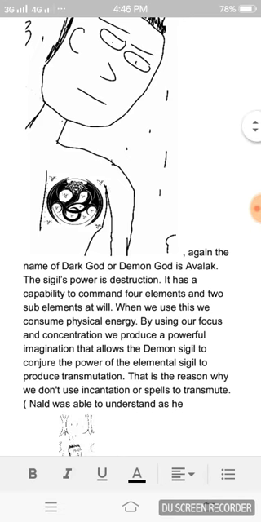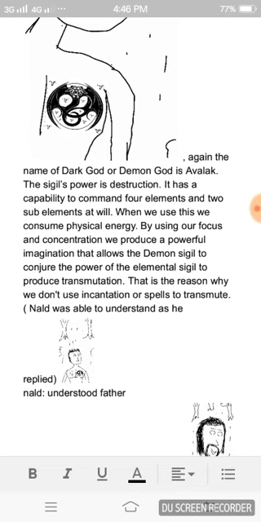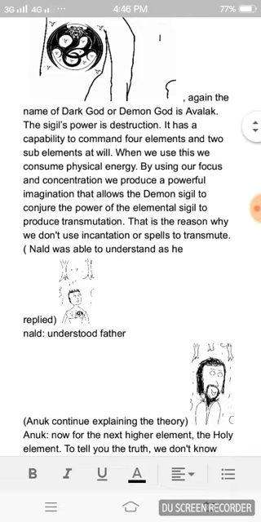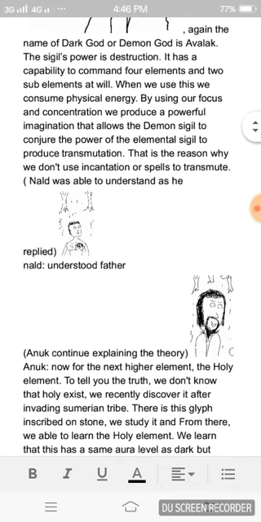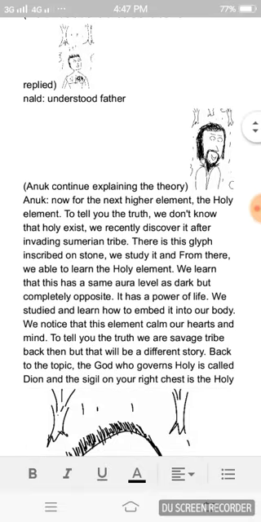The sigil's power is destruction. It has the capability to command 4 elements and 2 sub-elements at will. When we use this, we consume physical energy. By using our focus and concentration, we produce powerful imagination that allows the demon sigil to conjure the power of the elements sigil to produce transmutation. That is the reason why we don't use incantations or spells to transmute. Nald was able to understand as he replied, "Understood, Father." Anak continued explaining the theory.